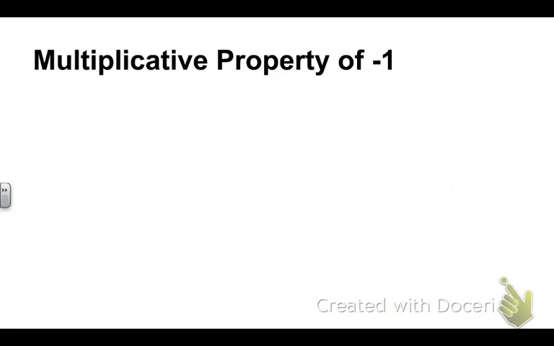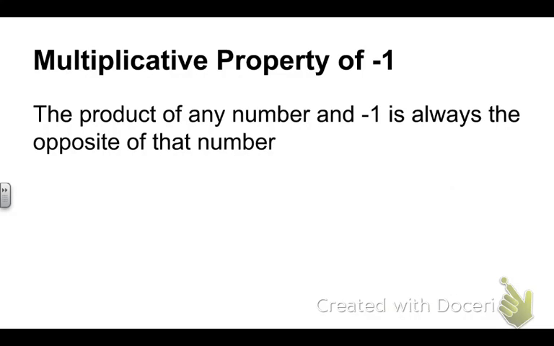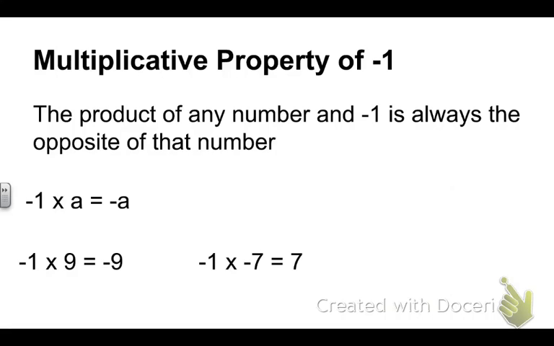Now, the multiplicative property of -1. This states that the product of any number and -1 is always the opposite of that number. So -1 times A is going to give you -A, or the opposite of A. So for example, -1 times 9 is going to be -9. Now, I also want you to look at this. If you have -1 times -7, you're going to get the opposite of -7. The opposite of -7 is +7.